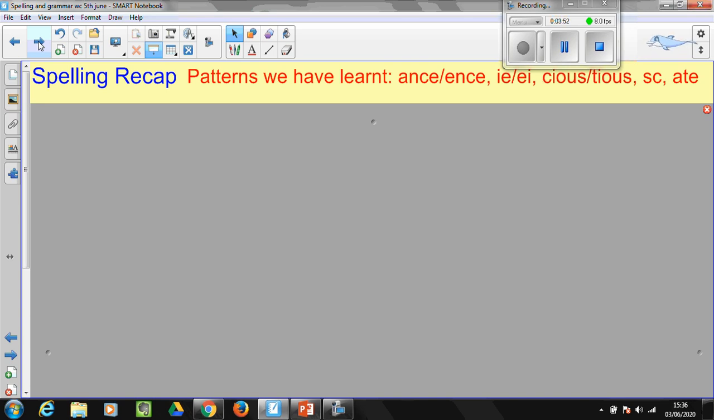Spelling 9. The word is cautiously. The children crossed the road cautiously. The word is cautiously. And spelling 10 is a double whammy. The words are scientist and fascinated. The scientist was fascinated by what he had found. The words are scientist and fascinated.